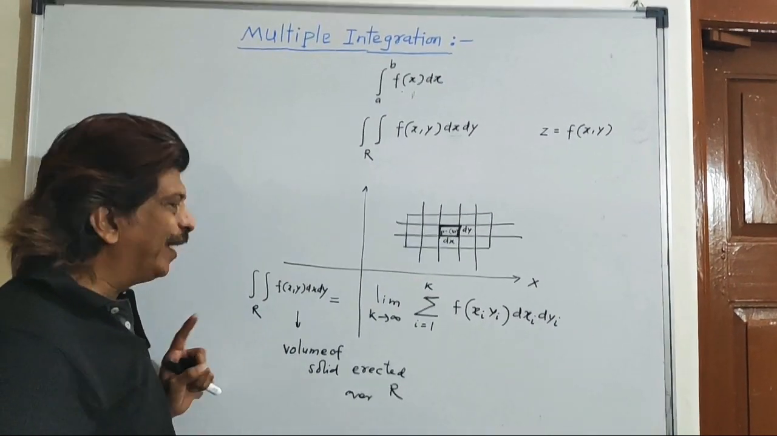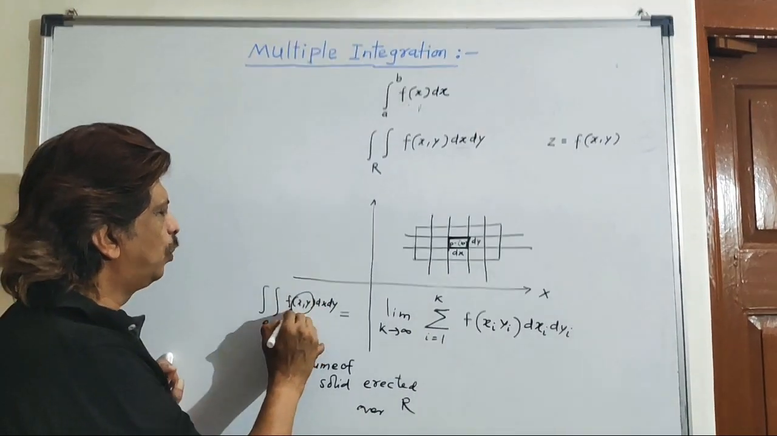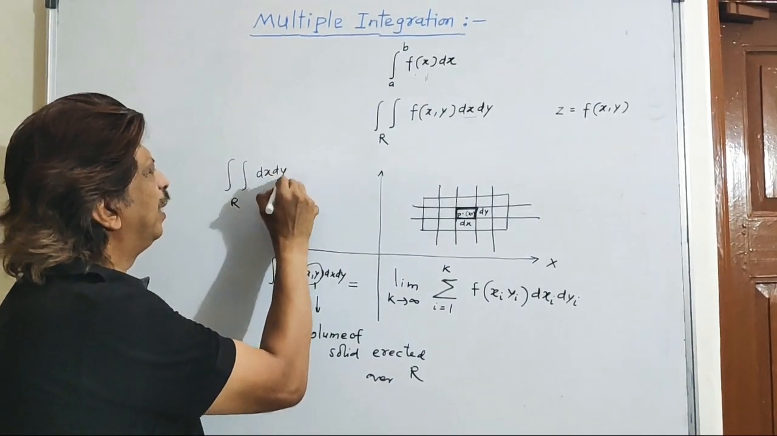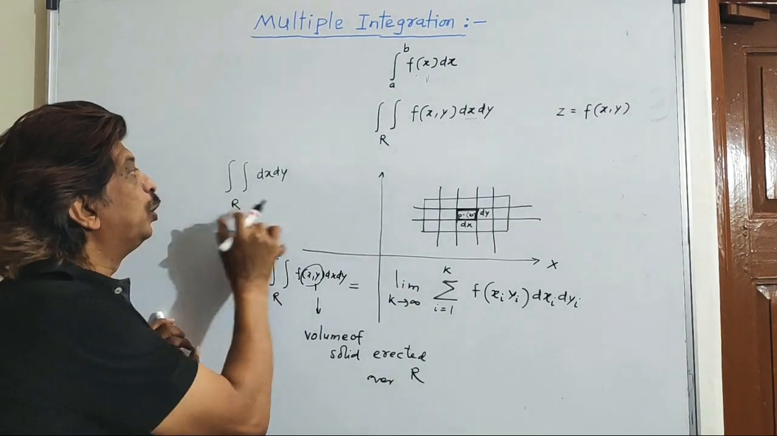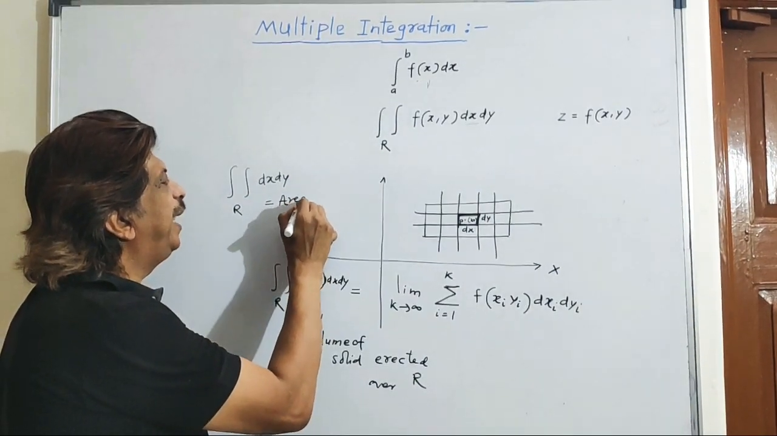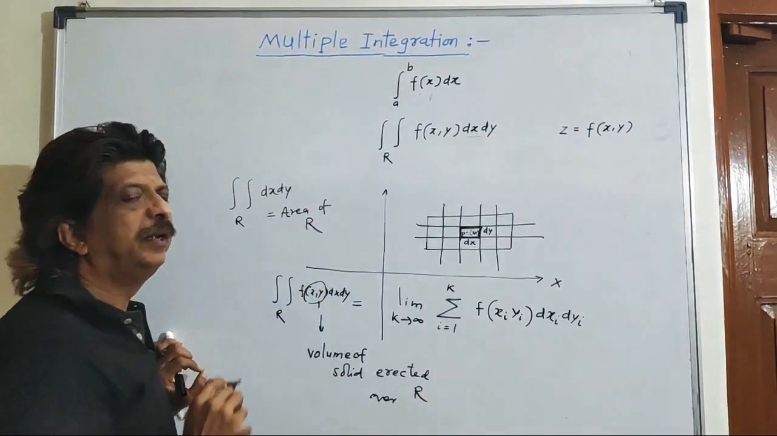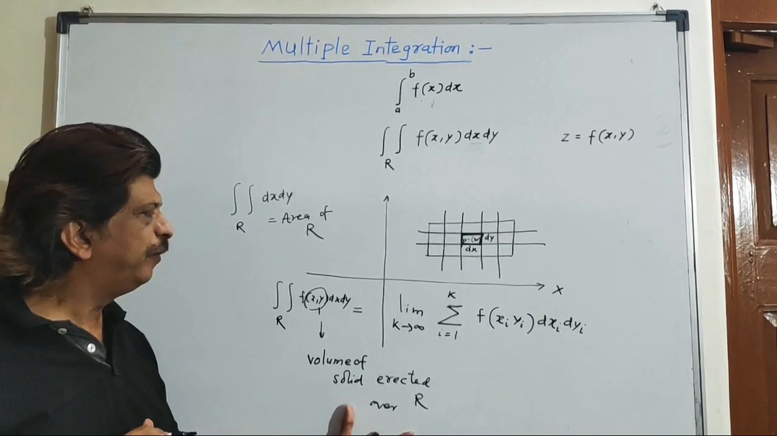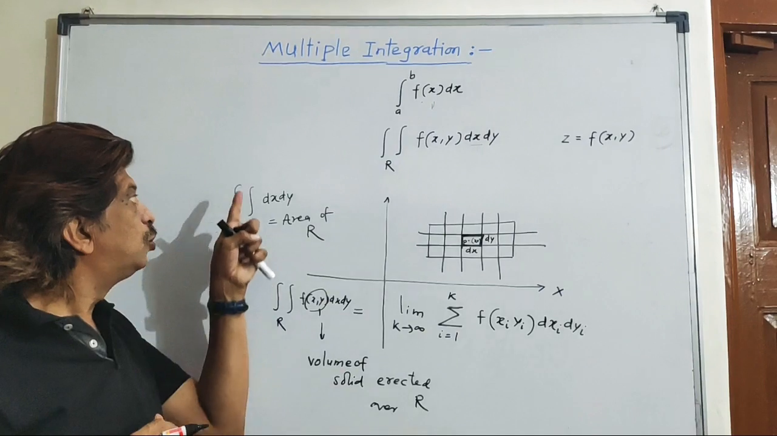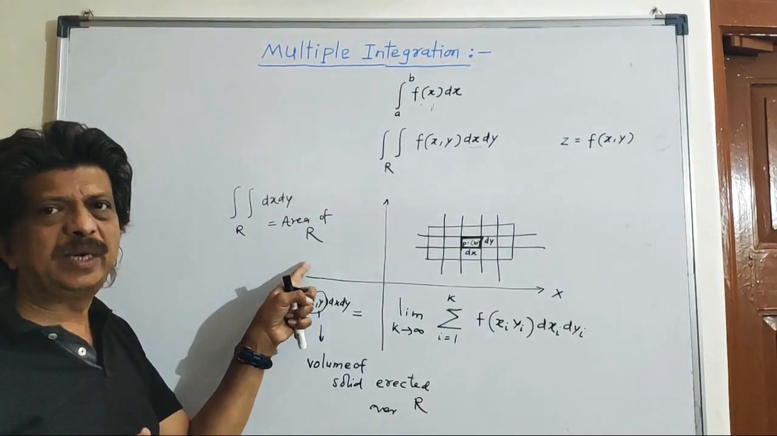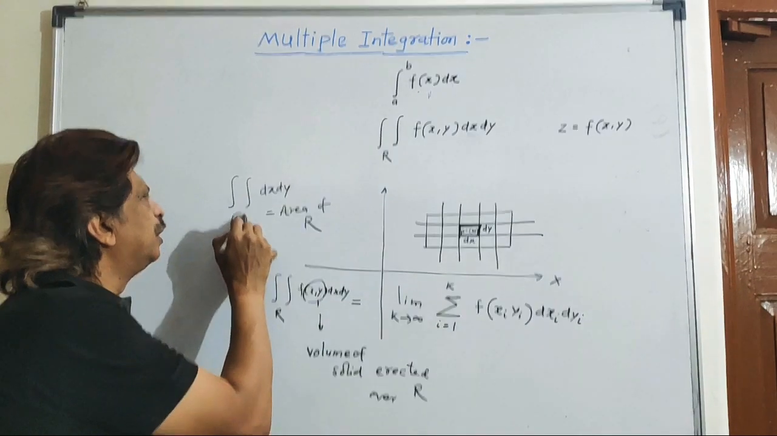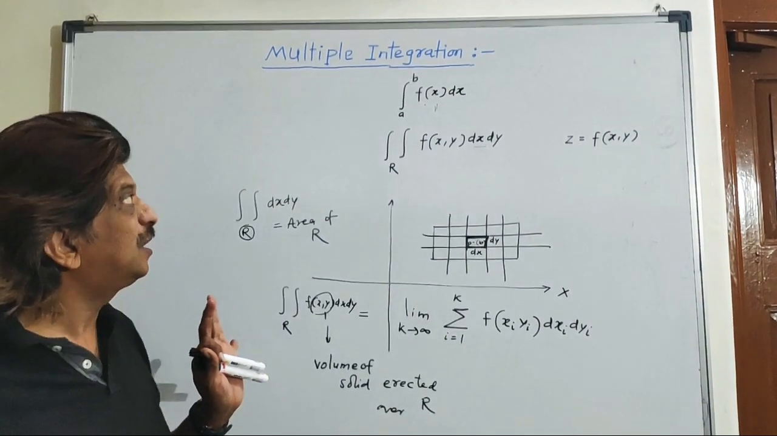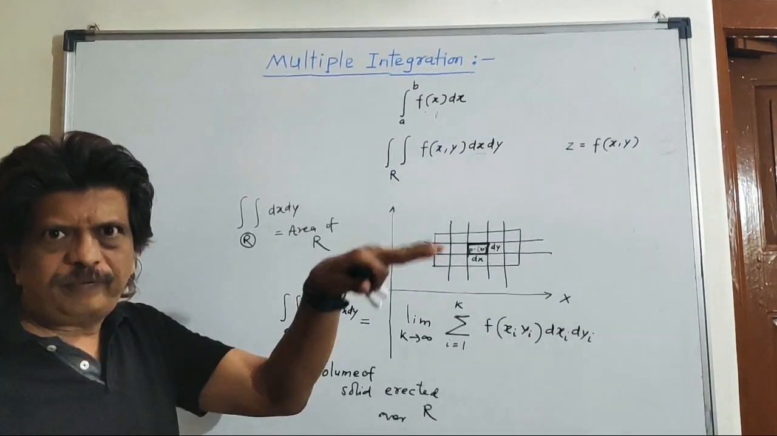Now, if we put f of x, y equal to 1, this double integral over R dx dy reduces to sheer area of the region R. As this is a volume, and in this volume if we replace f of x, y by 1, then this double integral over R dx dy is nothing but the area of this plane region R. So that is as far as the definition and meaning of the double integral is concerned. Now we shall consider the types of double integrals.